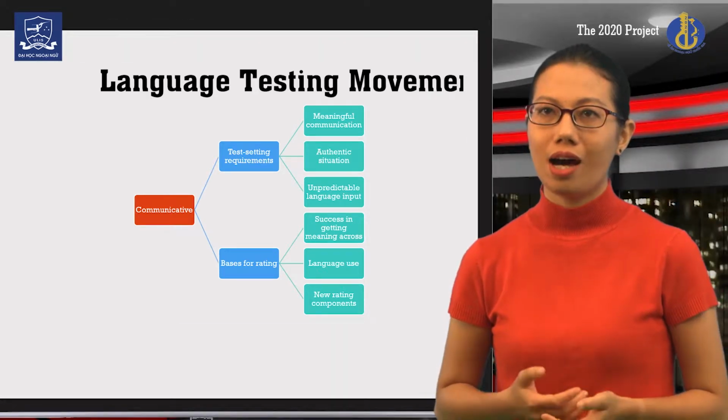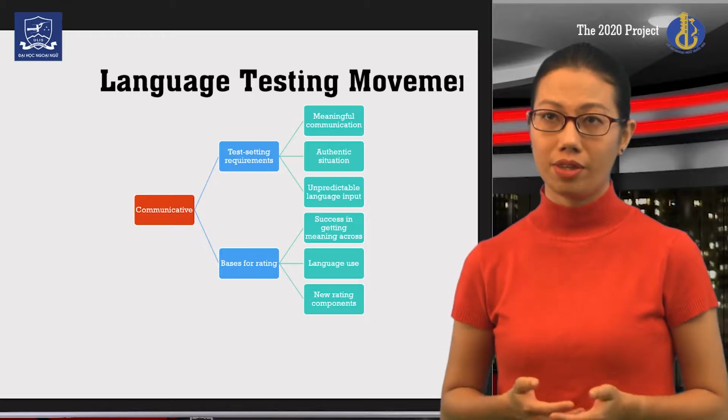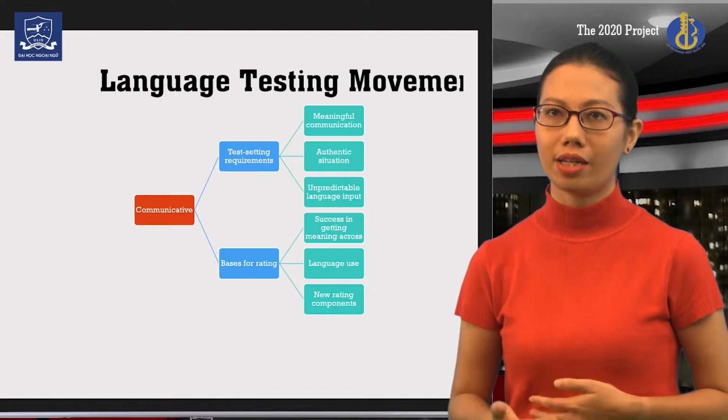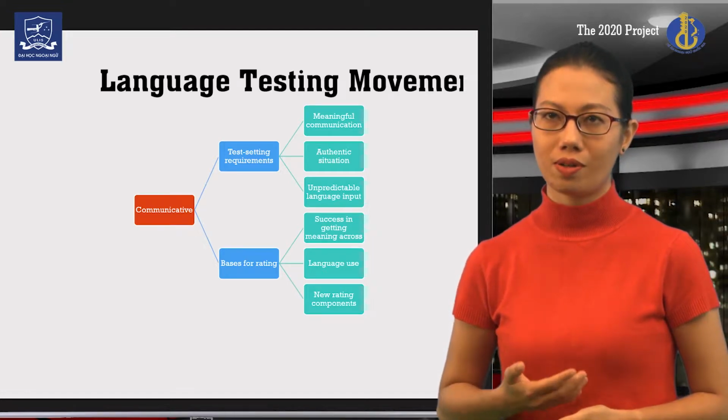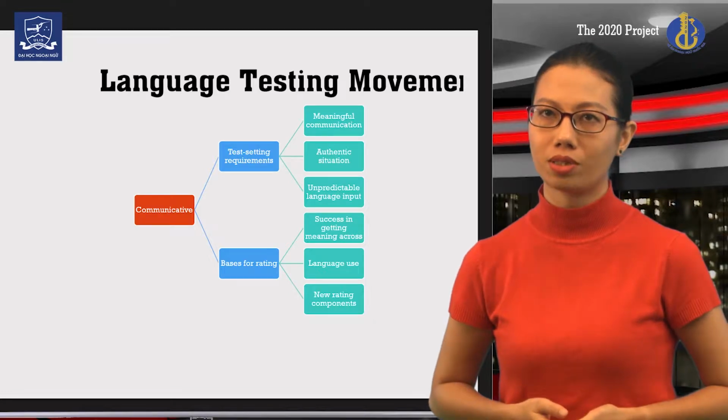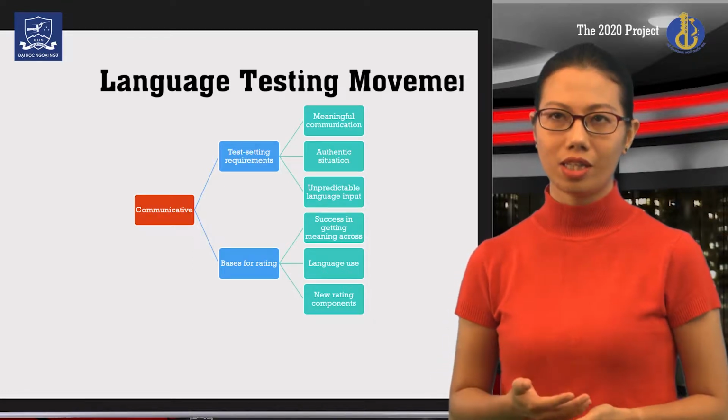In general, understanding these movements and their relationships to language teaching is important for understanding the very purpose of our test and the degree to which the test is meeting that purpose. That is the validity of your test.